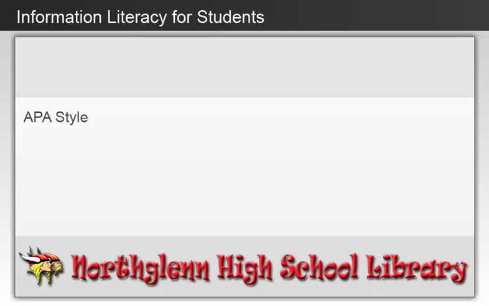The term APA style refers to the rules found in the publication manual of the American Psychological Association. It is most often used for research writing in the areas of psychology, social sciences, and education. Today we will learn the basic guidelines for presenting research using APA style.